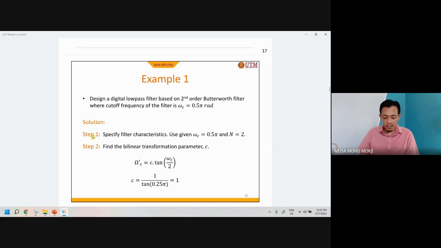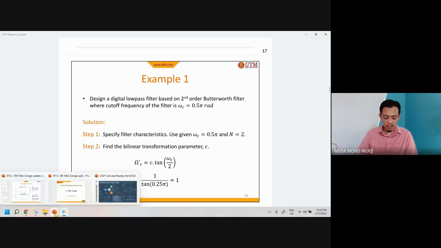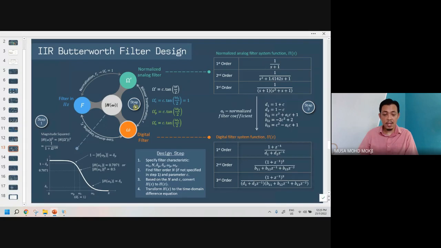All right, so the solution. Step 1: we need to specify the filter characteristics, which are already given here. Omega c equals 0.5 pi, and the filter order equals 2. So this is step 1, finding omega c and capital N. In step 2, you need to find that C, and this is the relationship.